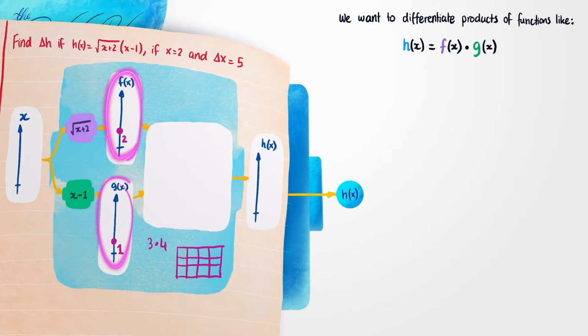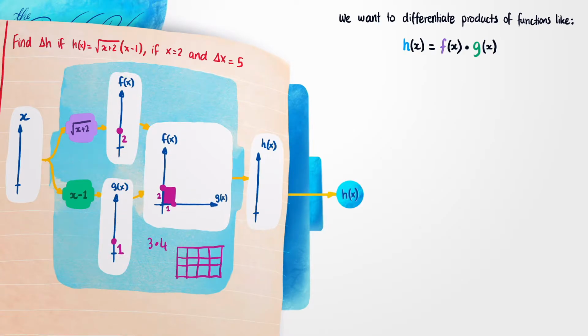So to do this, I'm going to stand f of x straight up, and then g of x can go to the side, like this. And now when we multiply 2 and 1, we're going to get 2, which is just going to be the value of h of x.